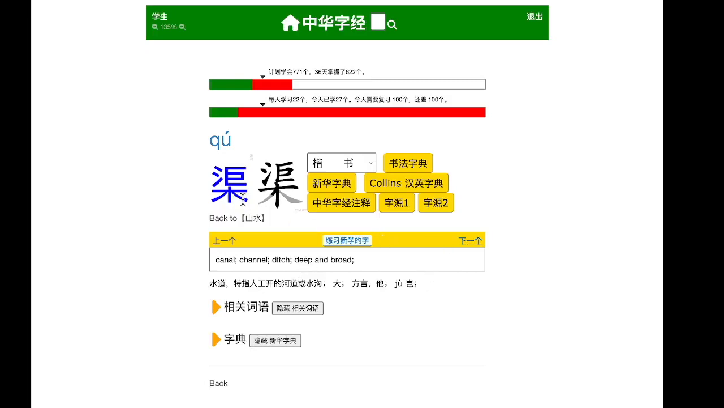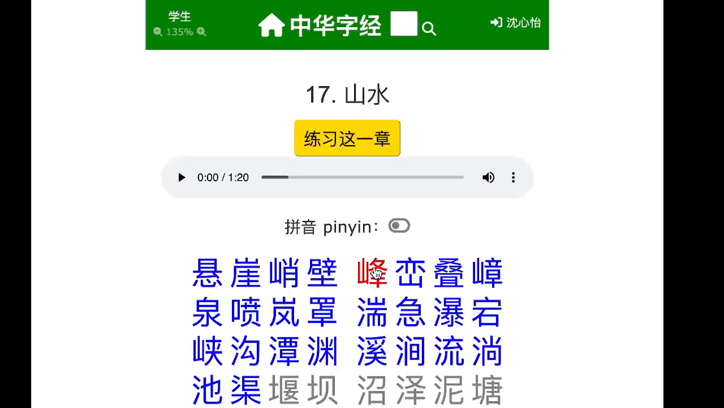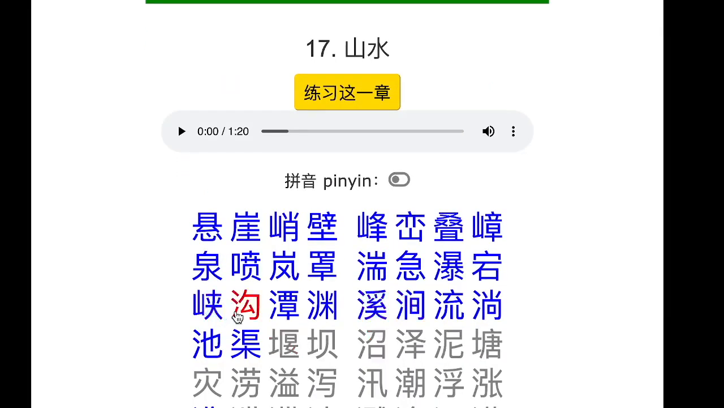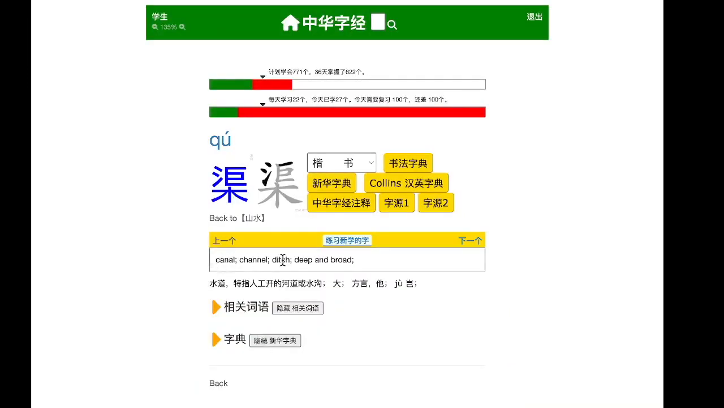渠, I think, is the one that we use when we say 巨大, like something that's super ginormous. That's how you know it's a large canal, unlike these little ones. This refers to a large, deep and broad channel of water.